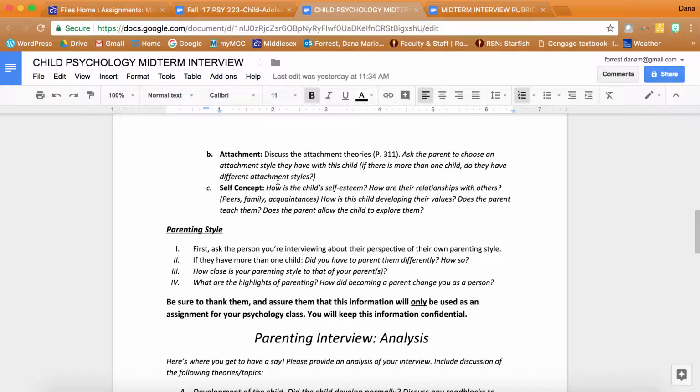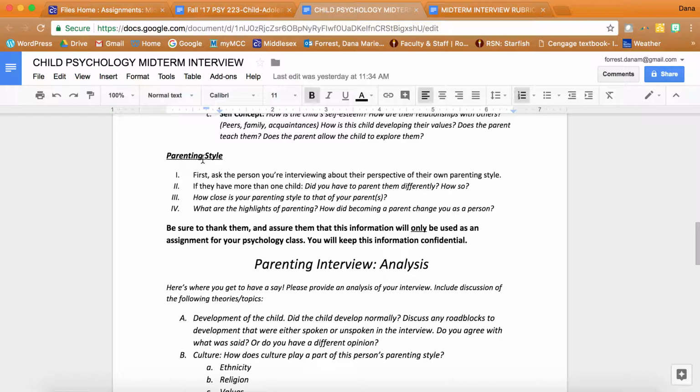Self-concept. How is the child's self-esteem? How is their relationship with other people? So peers, family, acquaintances, and acquaintances could be teachers or family friends. How is the child developing their values? Does the parent teach them? Does the parent allow the child to explore their values?